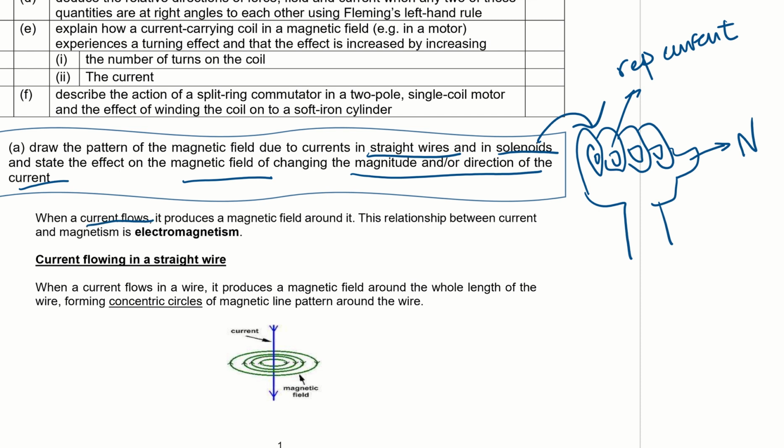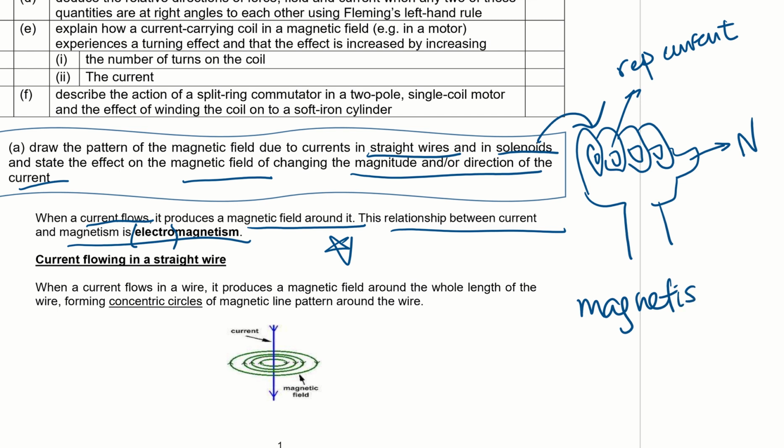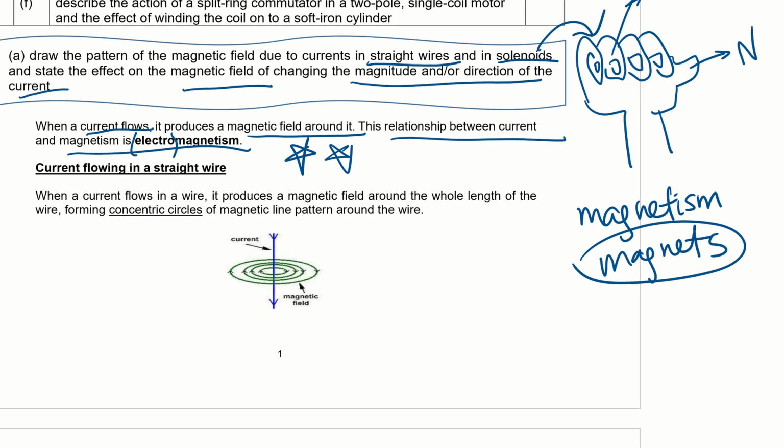When a current flows, it produces a magnetic field around it. This is very important. This relationship between current and magnetism is electromagnetism. It's made up of two words, electro and magnetism. In the previous chapter, magnetism was due to magnets. But now in this chapter we find out that whenever a current flows, it will produce a magnetic field around it. So it's not just a magnet that produces a magnetic field. A current that flows through a wire, straight wire, or a solenoid will also produce a magnetic field. And this is the working principle behind this chapter.